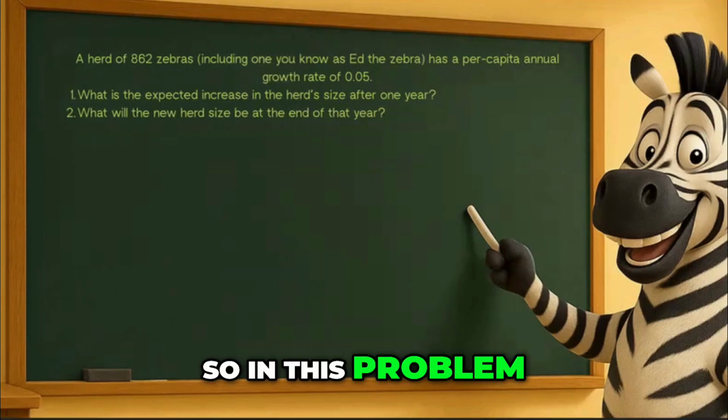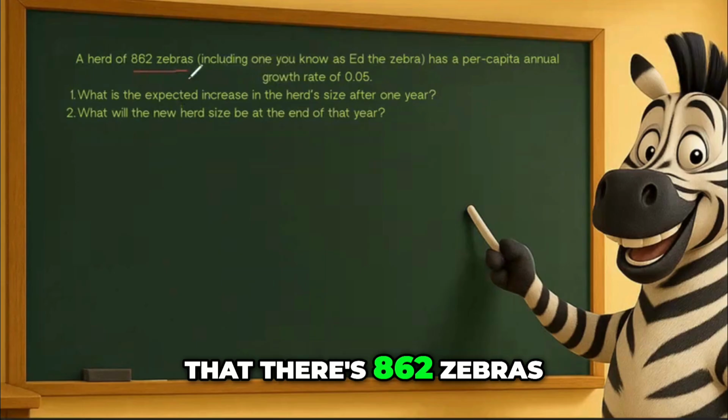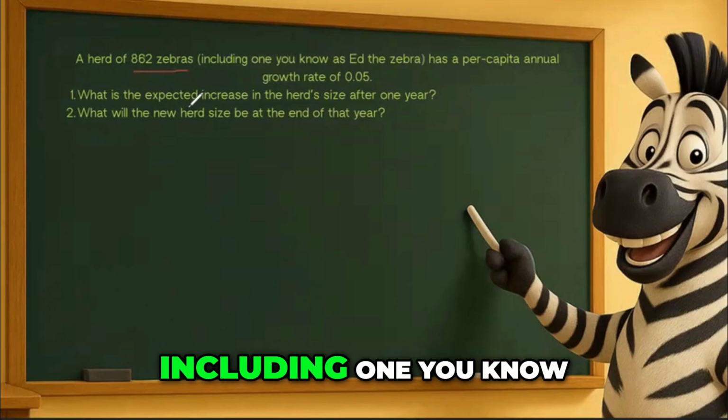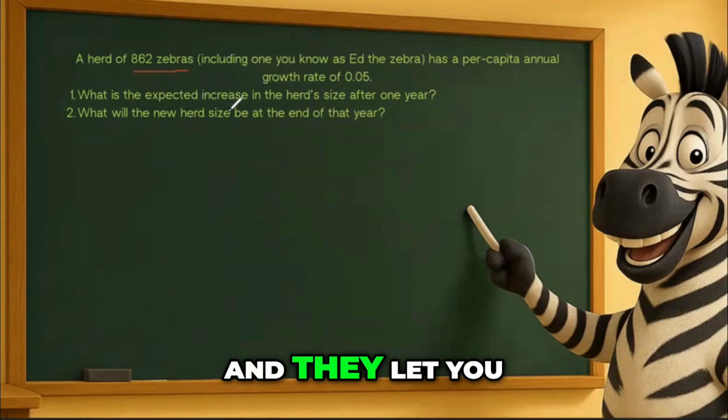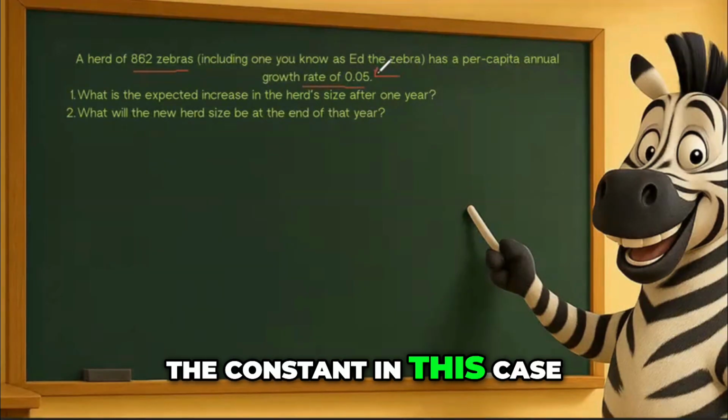Okay, so in this problem, they give you some information. They let you know that there are 862 zebras, including one you know as Ed, and they let you know that the growth rate happens to be 0.05. So they gave you the constant in this case.